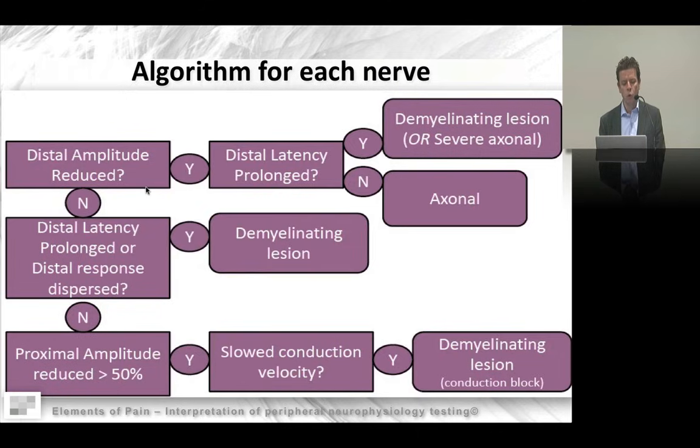If the amplitude is normal, the next thing you look at is the latency. If the latency is prolonged, then you've got a demyelinating lesion distal to where you've stimulated. If the amplitude's normal and the latency is normal, we then go up. Is there any drop in the amplitude between the distal and proximal site, or is there any conduction slowing? If not, it's a normal study. If yes, then we've got a focal demyelinating lesion between the sites you've recorded rather than distally.